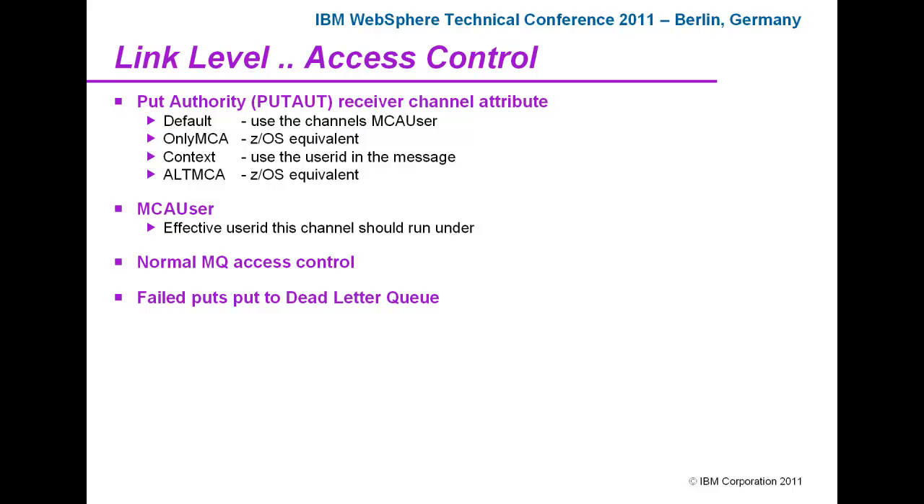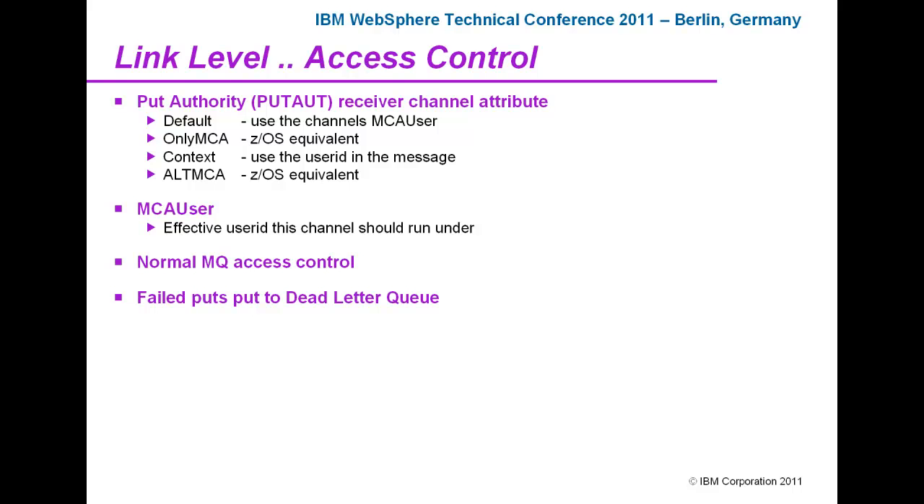There's a couple of other funny looking ones here. Only MCA and Alt MCA. On z/OS, you have dual user ID checking to use. You check the MCA user and also what we call the channel user, which is either the flowed SNA user, the mapped SSL user using a CNF mapping, or ultimately the CHIN user ID. And if you want to go down to single user ID checking as opposed to dual user ID checking, then these two equivalents are available for you too.